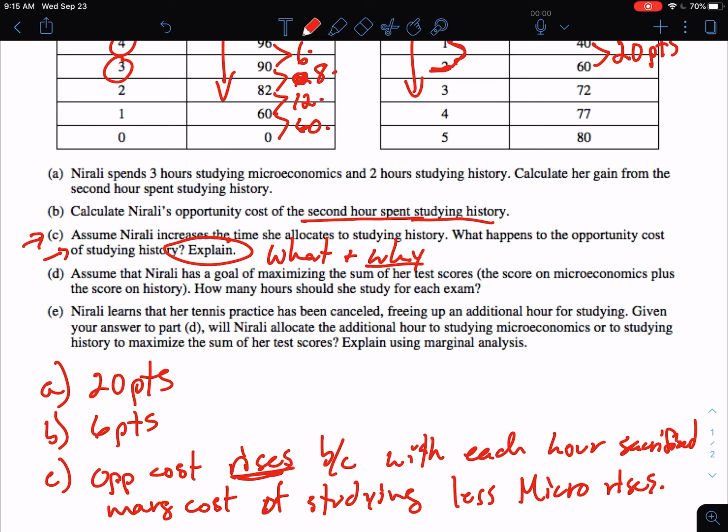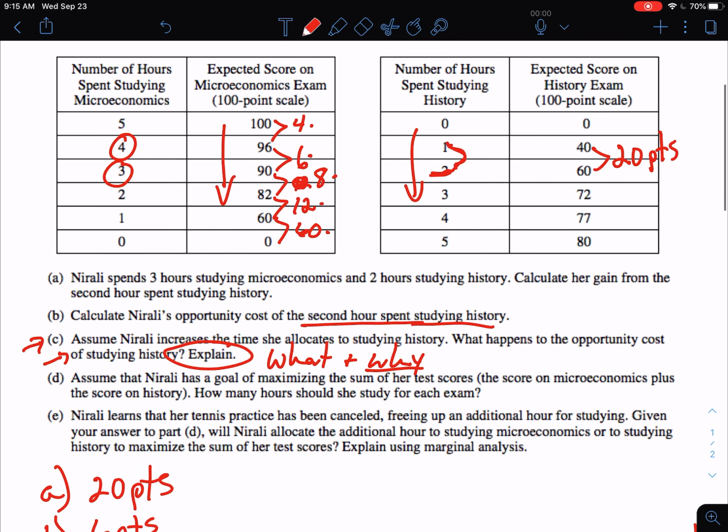Next, assume that Nirali has a goal of maximizing the sum of her test scores. How many hours should she spend for each exam? This is the very classic question that we've done a bunch of times in class. So we have to fill out our chart. 60 to 72 is 12, 72 is 5, and then this is 3. Now we just do what we've done a few other times, but I'm going to change colors so we can see it a little better.